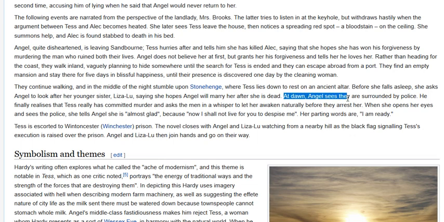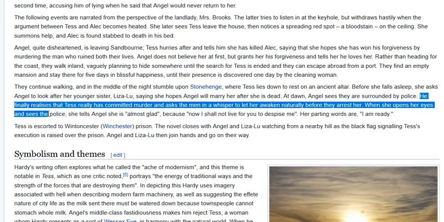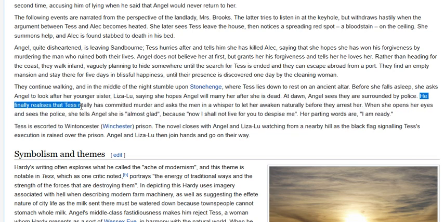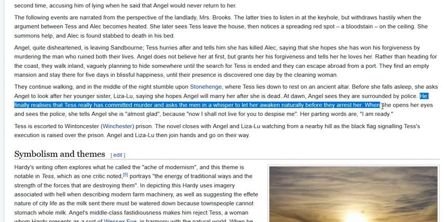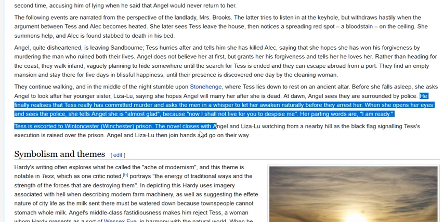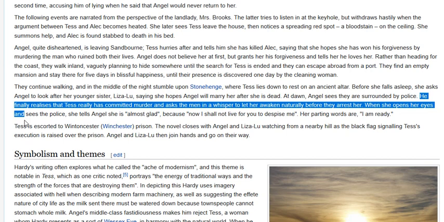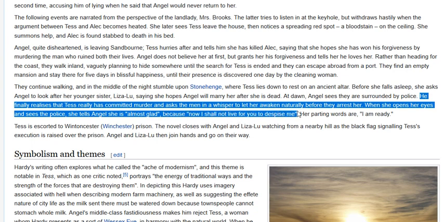At dawn, Angel sees they are surrounded by police. He finally realizes that Tess really has committed murder and asks the man in a whisper to let her awaken naturally before they arrest her. When she opens her eyes and sees the police, she tells Angel she is almost glad, because now she shall not live for him to despise her. Her parting words are, "I am ready."